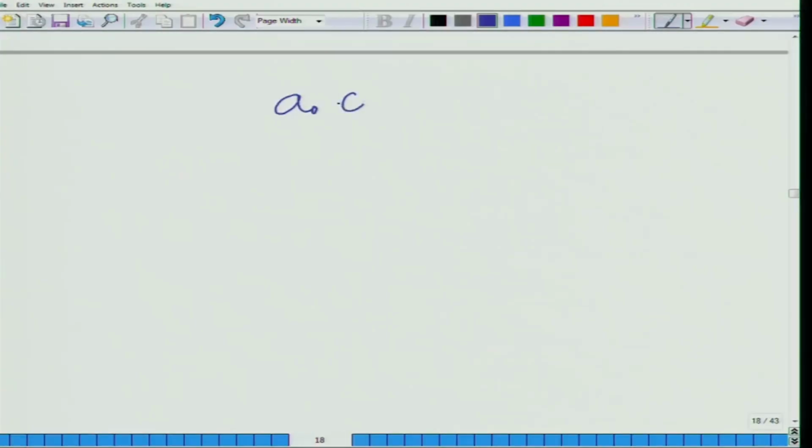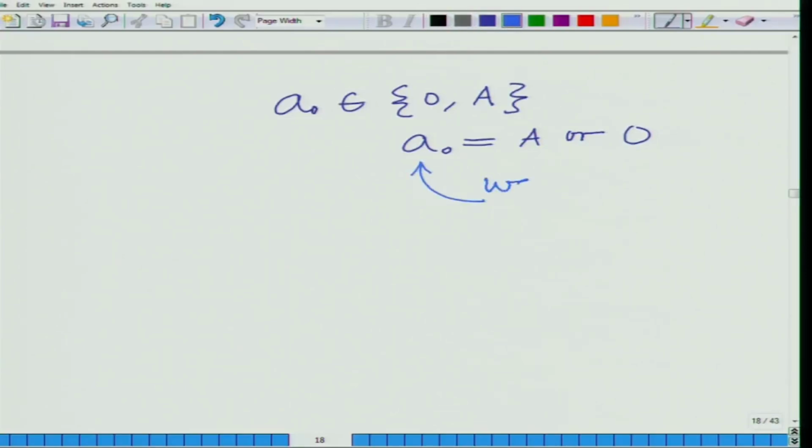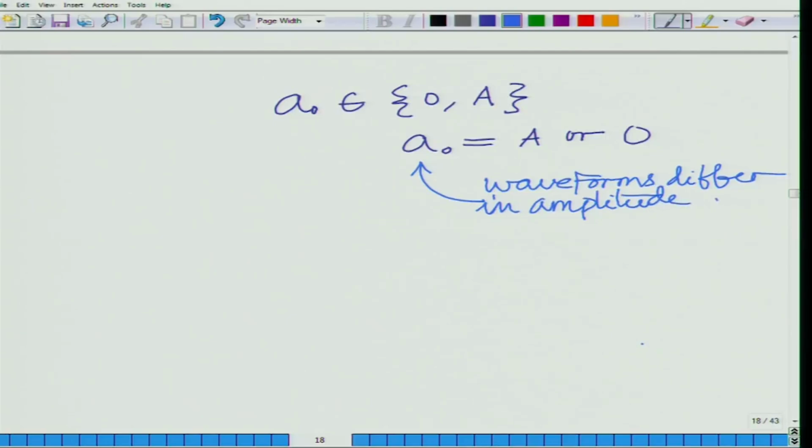So, the symbol A naught belongs to the set 0 comma A. So, A naught equals either A or 0. The waveforms differ in the amplitude.